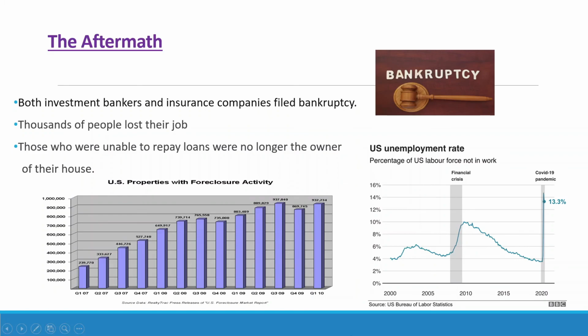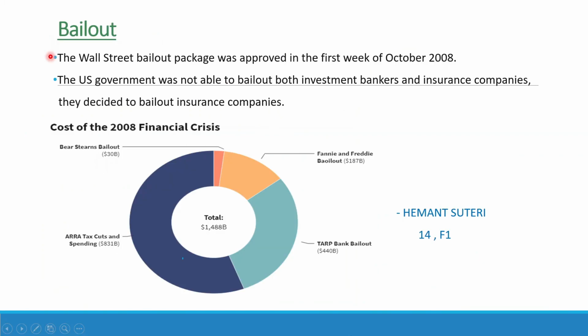Okay, so moving on. Bailout. The Wall Street bailout package was approved in the first week of October 2008. The US government was not able to bail out both investment bankers and insurance companies. They decided to bail out insurance companies. The strongest economy in the world, the US, was not even able to bail out both of them. This was the impact of this crisis.